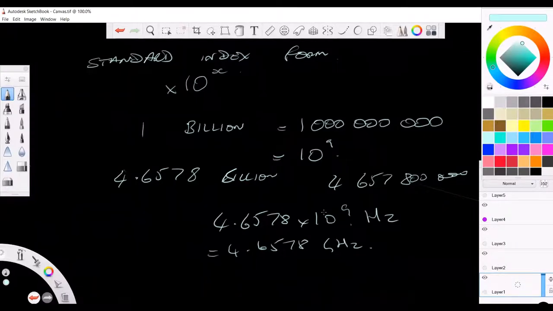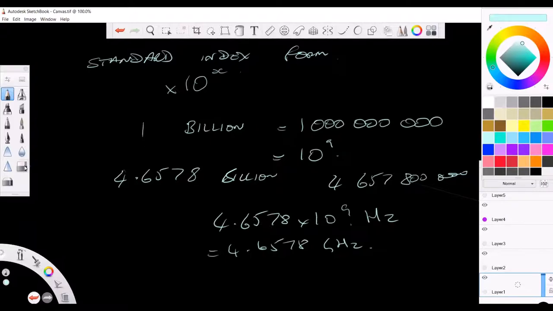Okay, there's another trick your calculator does. This is a calculator lesson. If you now press the ENG button, the button that says ENG, it will turn it back into the form 4.6578 times 10 to the power 9. So you know, without counting how many numbers there are after the first number, that this is in billions, and this would be 4.6578 gigahertz, for example, if it was a frequency.